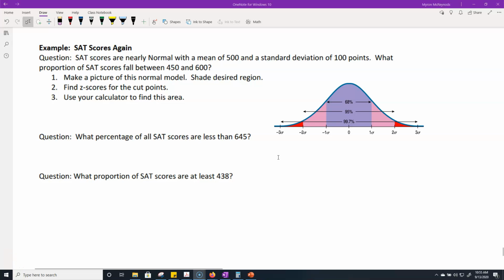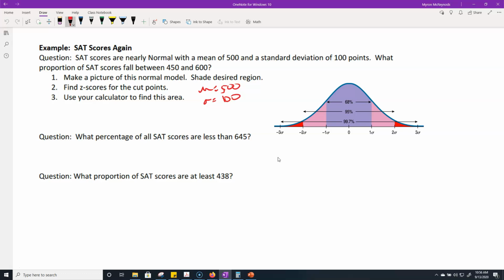All right, class, example number 3 in outline 5 is another problem on SAT scores again. SAT scores are nearly normal with a mean of 500. So the mean, the mu, is 500, and the standard deviation is 100. They say it's nearly normal, so we'll use the normal distribution here.